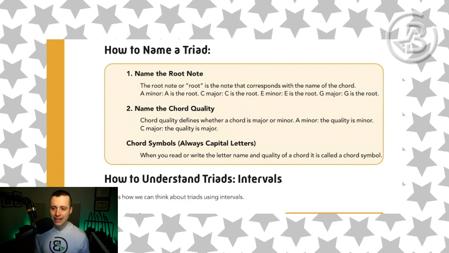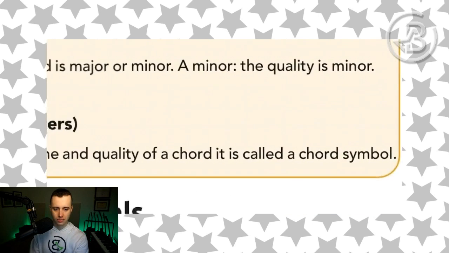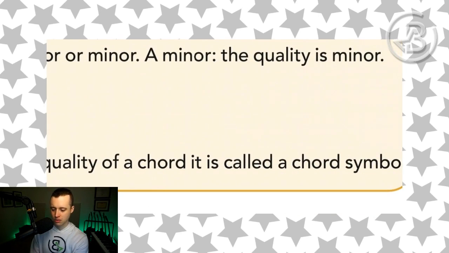Whenever you want to write down just a letter representation of a chord, it's going to be called a chord symbol. I'm going to give you some examples of some chord symbols right now. So the chord symbol for C major is just C. That's it. The chord symbol for G major is just G.